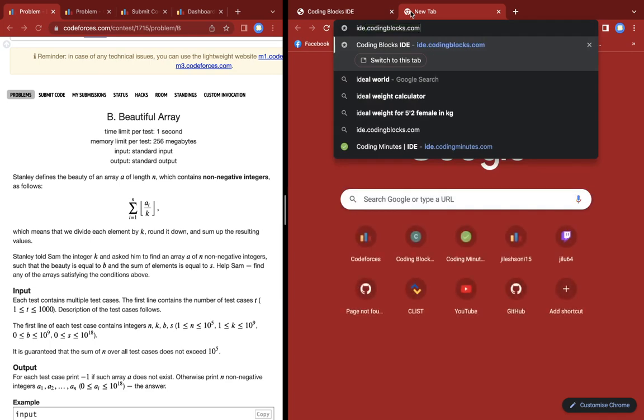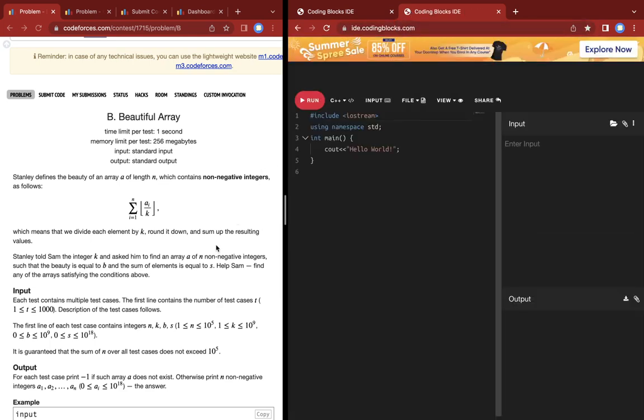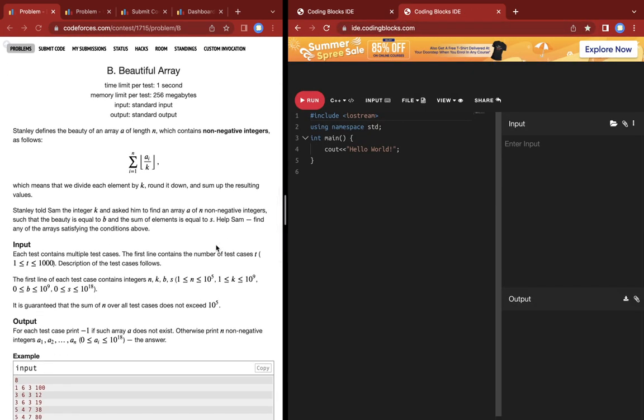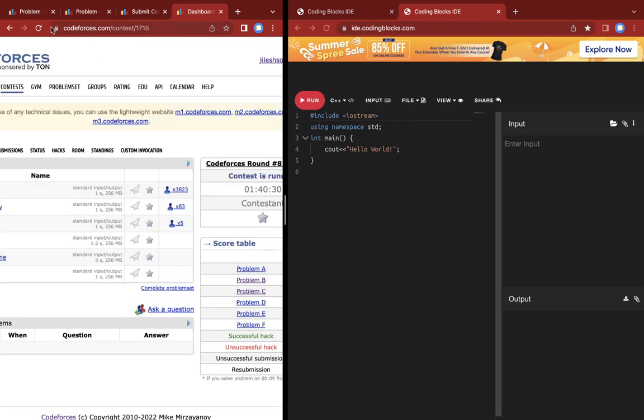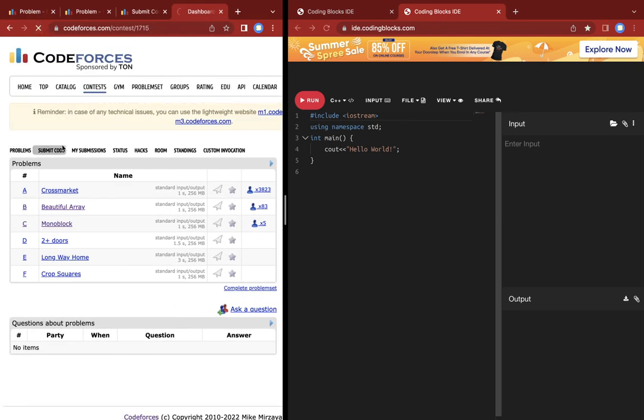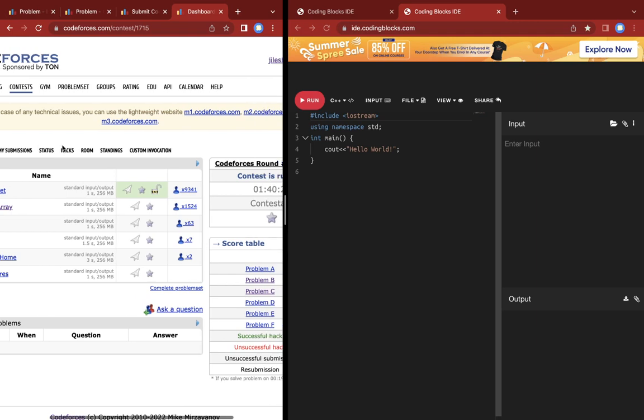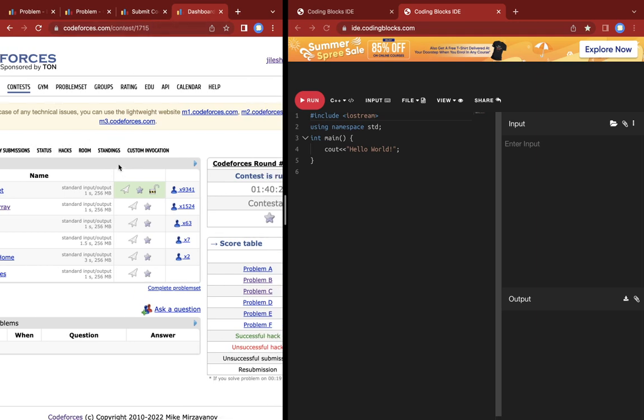So let's read the second problem. Stanley defines the beauty of an array A of length n. Let's see what's our position on the leaderboard. Oh shit. We're going to be way behind.